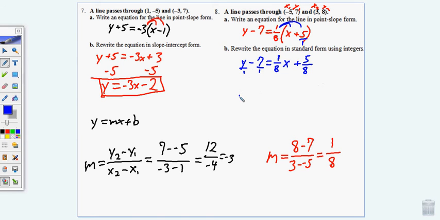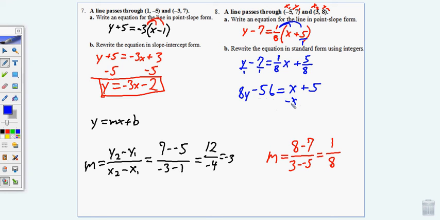So 8 times 1y is 8y. Negative 7 times 8 is negative 56. And then we just have 1x and 5. We got rid of the fractions, so that's awesome. We're almost done. We just got to get x and y on the same side, and we don't want this negative 56 with the y. We want all this on the same side as well.